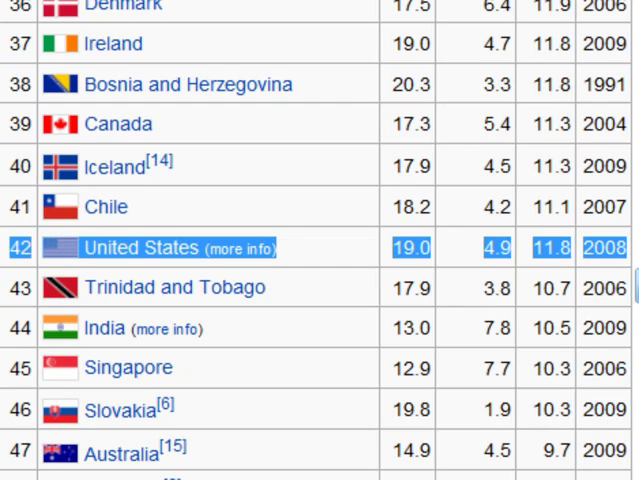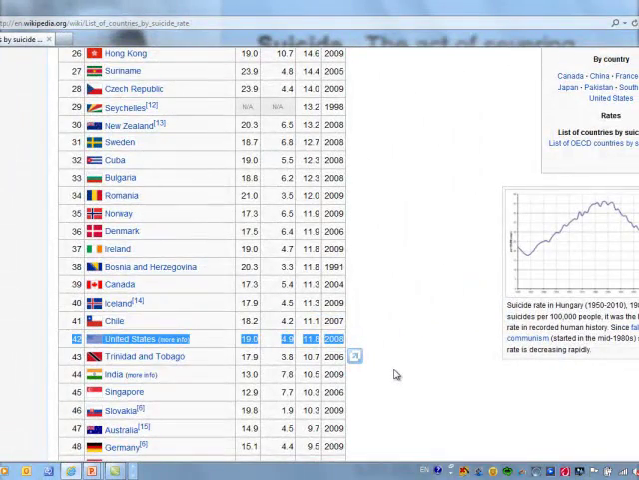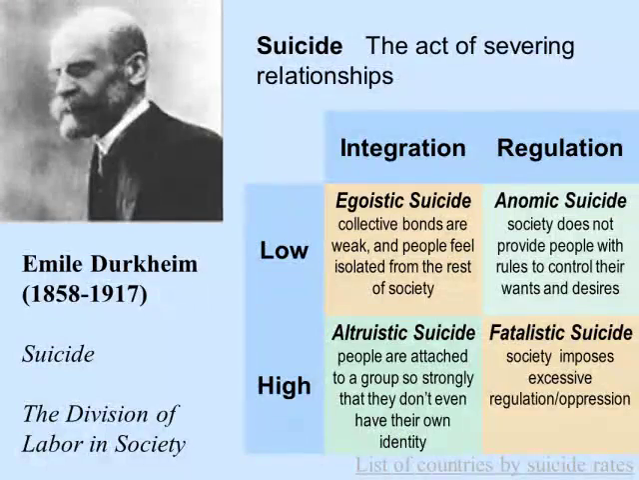Also notice that males have dramatically higher suicide rates than females. Men in America commit suicide 5 times as often as women. Why do you think this is? So, Emil Durkheim classified suicides by low and high levels of integration and regulation.